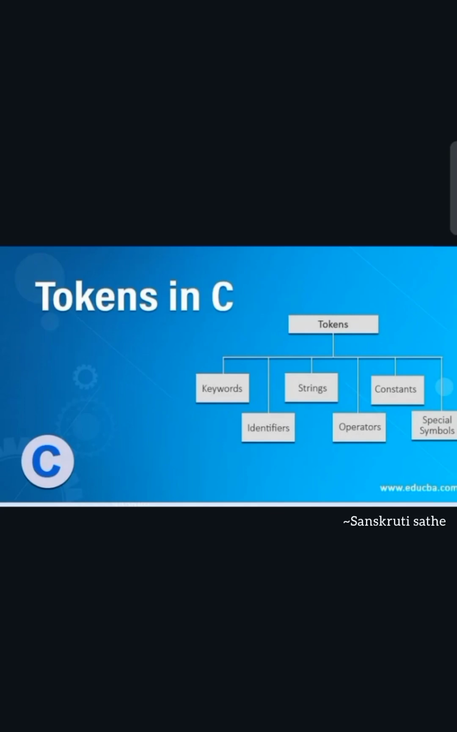Hello everyone. In this video we will discuss tokens in C and what a token is. A token is an individual unit in C, also called a building block, and there are 6 types of tokens: keywords, identifiers, strings, operators, constants, and special symbols. One by one we will discuss them.